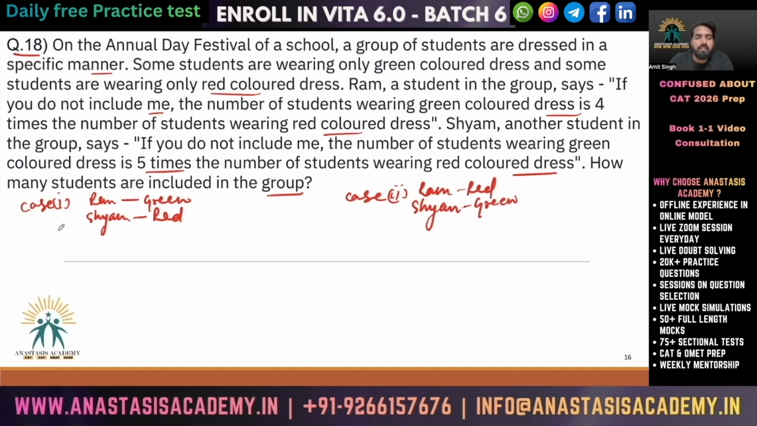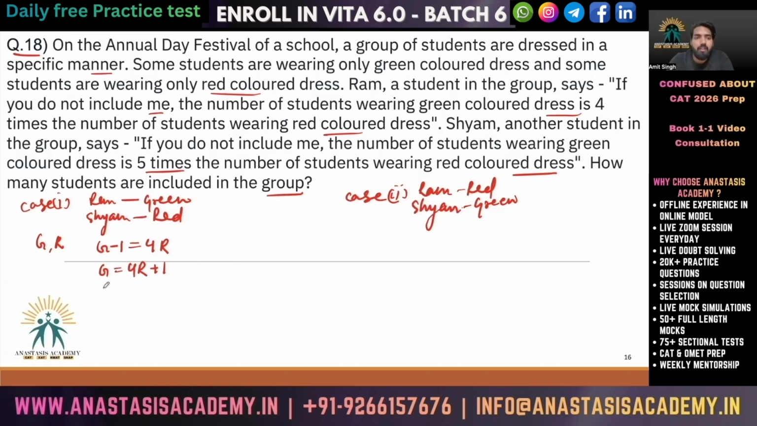So I'm assuming the number of students in the green group is G, and the red group is R. Now, Ram is green, and if I subtract him, G minus 1, then the number of students wearing green is 4 times the number of students wearing red. So G would be equal to 4R plus 1.